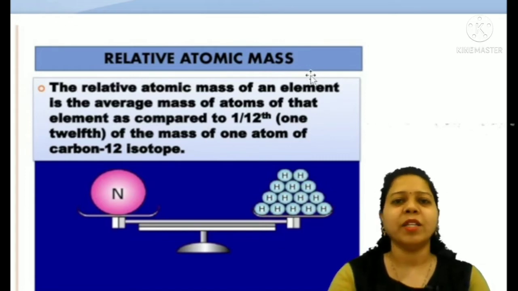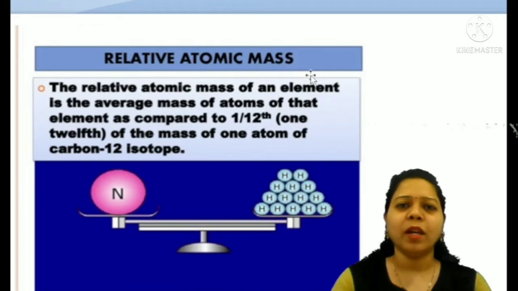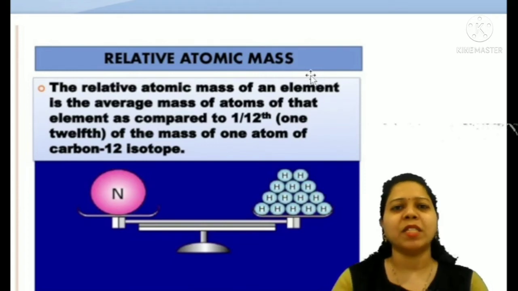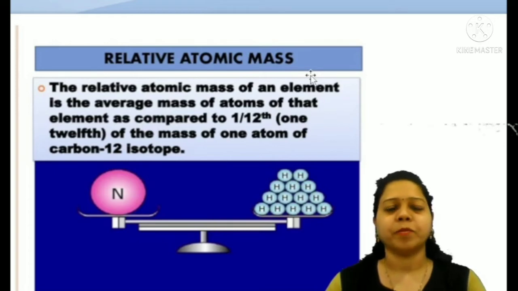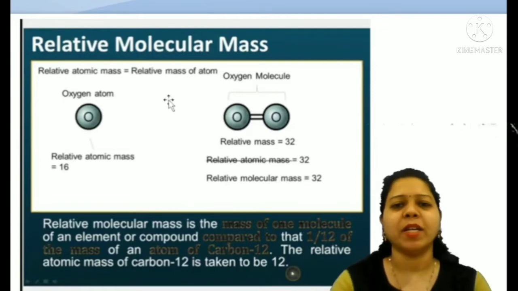The mass of one hydrogen is equal to 1 AMU. The mass of one carbon is equal to 12 AMU because the mass of 12 hydrogen atoms is equal to the mass of 1 carbon. Now we understand what is meant by relative atomic mass. We'll see what is meant by relative molecular mass.